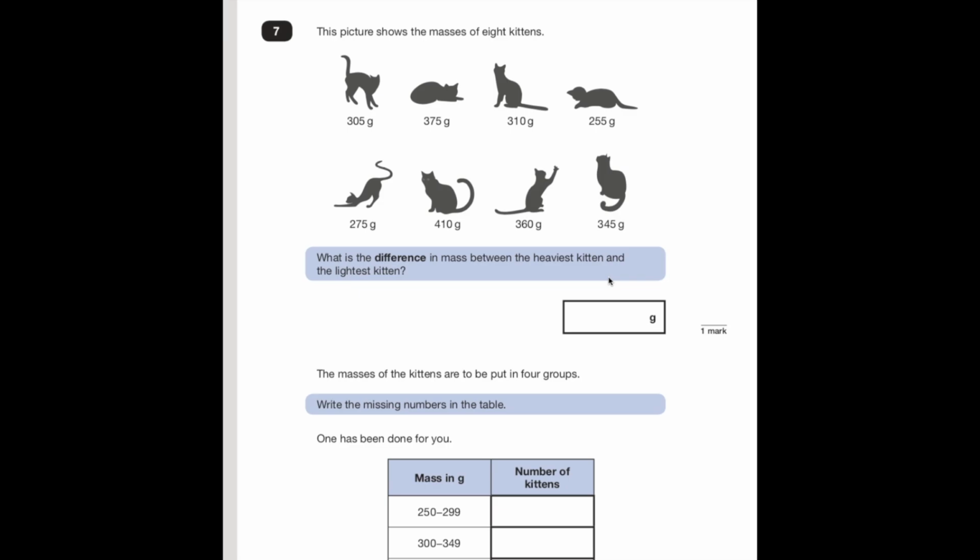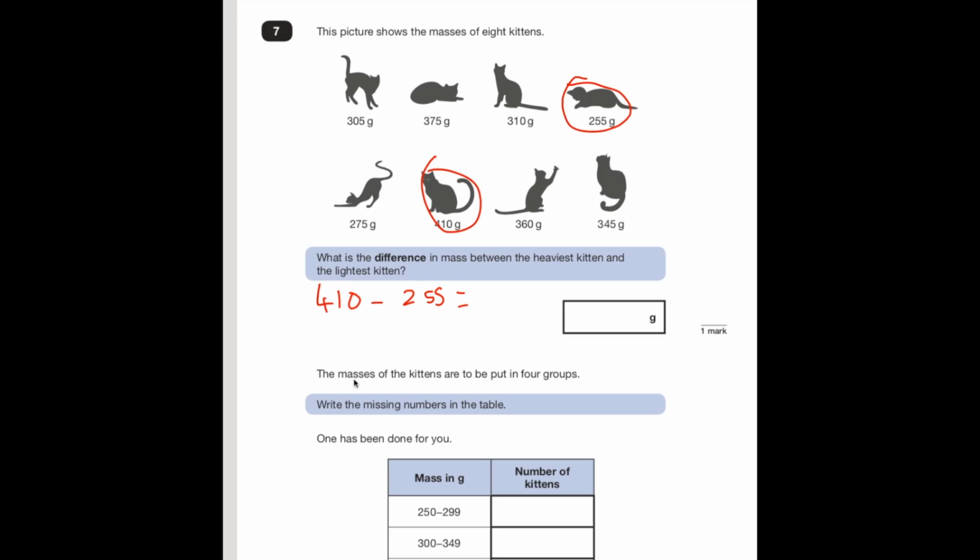Number 7, this picture shows the masses of 8 kittens. What is the difference in mass between the heaviest and the lightest kitten? So first things first, we need to identify which one's the heaviest and which one is the lightest. So judging at the ones we've got, this one would definitely be the heaviest, 410 grams, and the lightest one looks to me like it's 255 grams. So all we need to do there is find the difference.